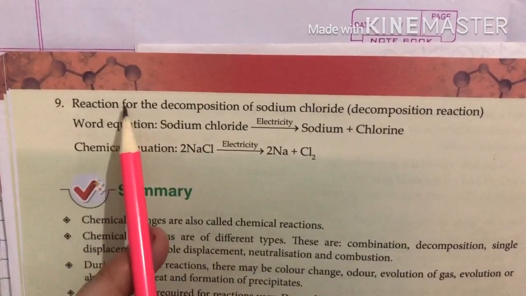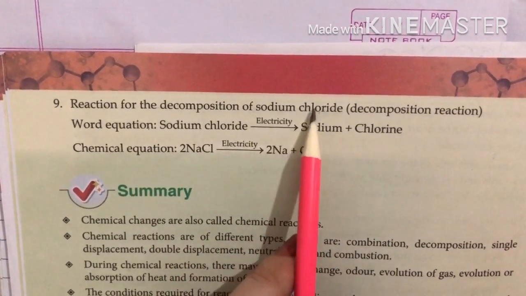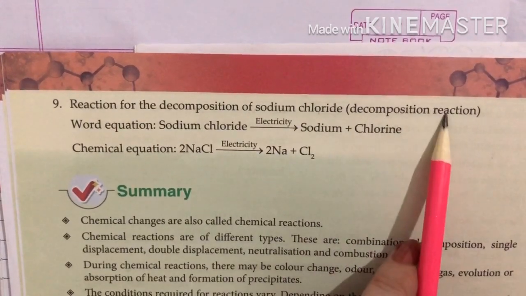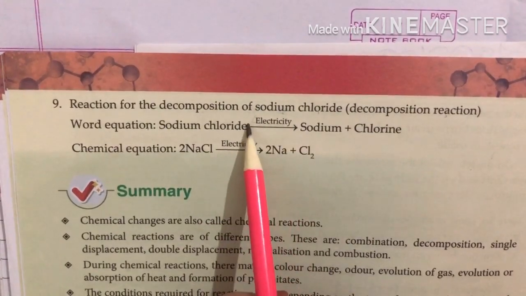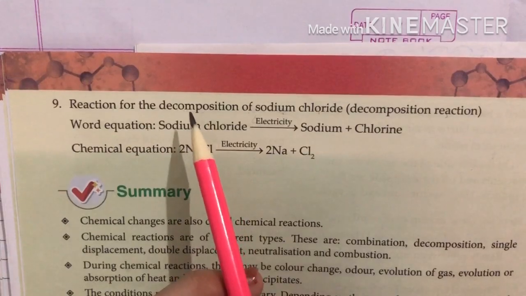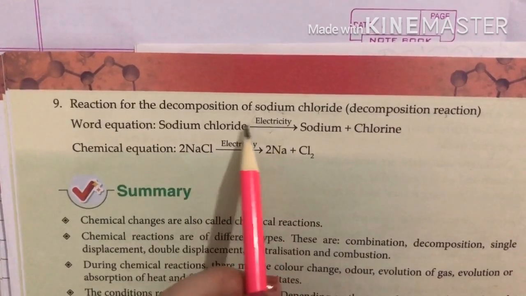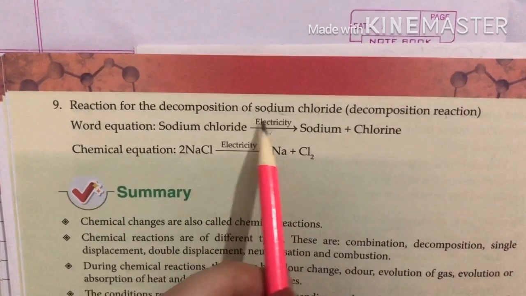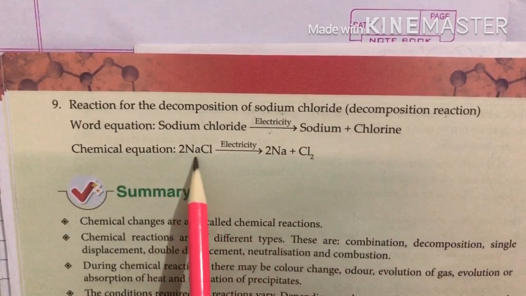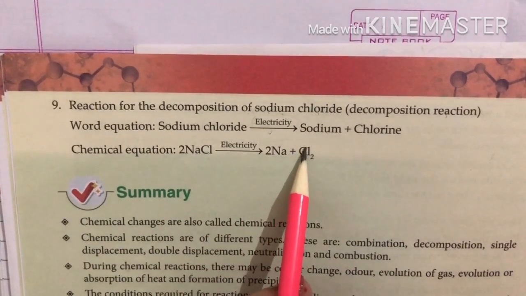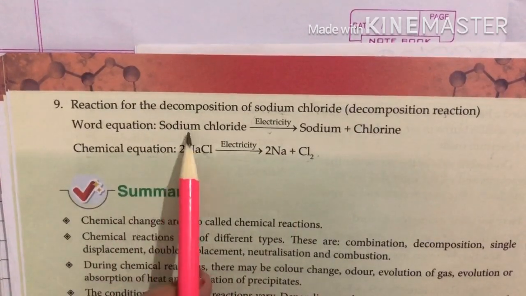Next is the reaction for the decomposition of sodium chloride, meaning we break sodium chloride. So it is also a decomposition reaction. This is the condition. We learnt that if there is any necessary condition, we have to write it either above or below the arrow. This is the condition for the reaction. After the reaction it gives sodium and chlorine. So 2NaCl gives 2Na and Cl2. This is the balanced equation, this is the chemical equation, and this is the word equation.